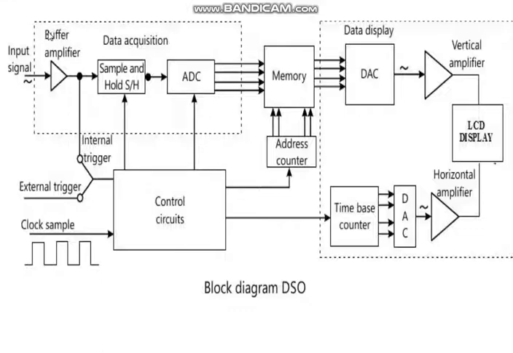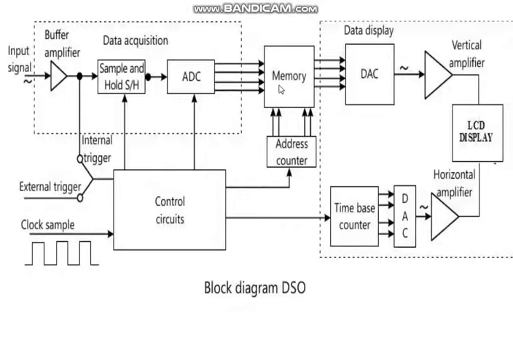You have got a buffer amplifier. Amplifier is the one which is going to increase the amplitude of the signal. Then you have got your data acquisition system, wherein the input signal after amplification is sampled. So the sample and hold circuit will sample my data. After sampling it, you will have your analog to digital conversion, which will convert my analog data to digital data. Okay, so that digital data is stored in memory.